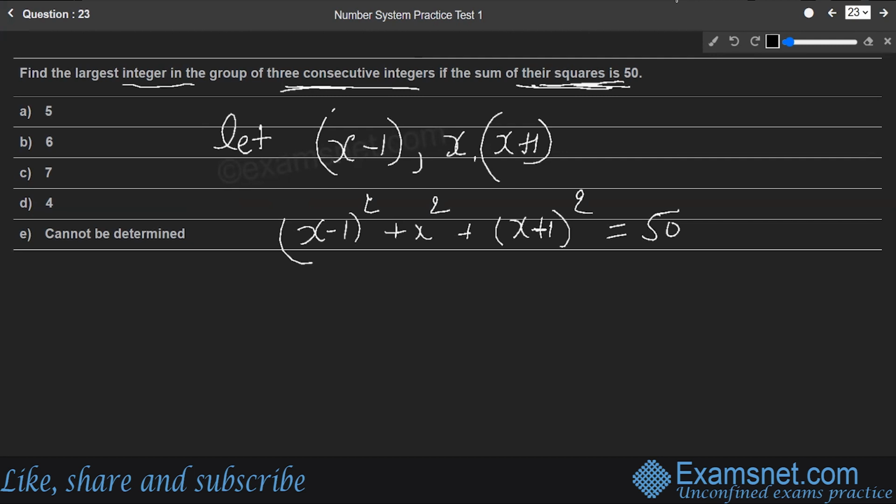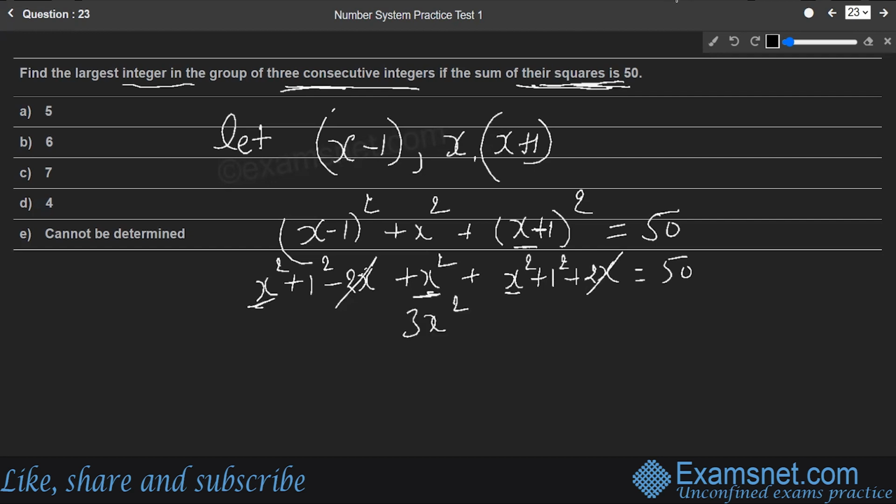Now let us try to solve this. (a minus b) whole square is a square plus b square minus 2ab, so x square plus 1 square minus 2x, then x square as it is, plus (x plus 1) whole square, which is x square plus 1 square plus 2x, is going to be 50. If you try to solve this further, what can get cancelled? Minus 2x can get cancelled with plus 2x. x square plus x square plus x square is 3x square, plus 1 plus 1, so this is 3x square plus 2 is equal to 50, which gives me x square is equal to 48 by 3, that is nothing but 16, which gives me the x value as 4.